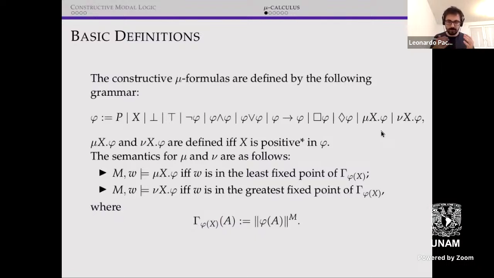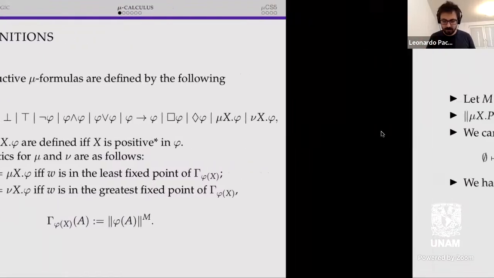This is an operator taking sets of worlds into sets of worlds, if we have fixed this model M. And a world satisfies mu x psi if and only if this world is in the least fixed point. And a world is going to satisfy nu x psi if and only if it's in the greatest fixed point. And what positiveness does is guarantee that these fixed points exist. We'll take a look at it later.